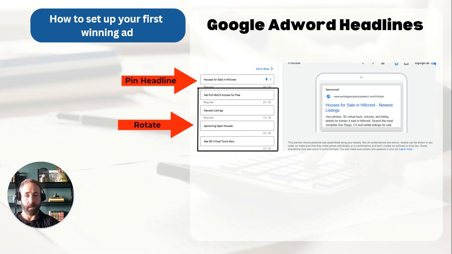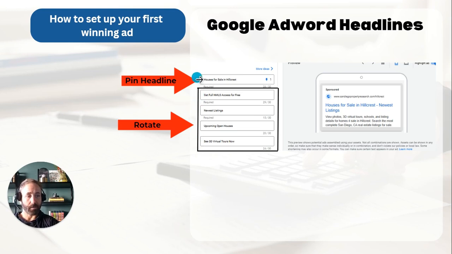Now you'll be able to pin your headline, one of them. So houses for sale in Hillcrest, I would pin this. I would just click this little pin right here. So that one would always be the first. And then you see where it says dash newest listings, that would be this one. And these ones would all rotate. So it says get full MLS access for free, upcoming open houses, see 3D virtual tours now.